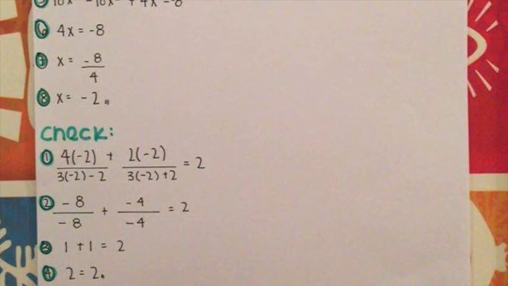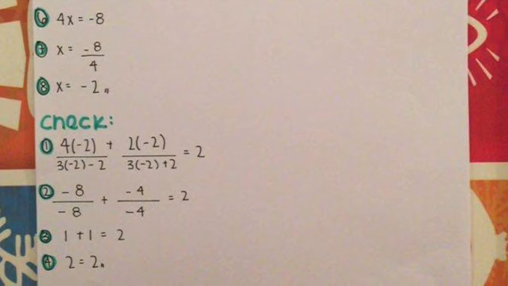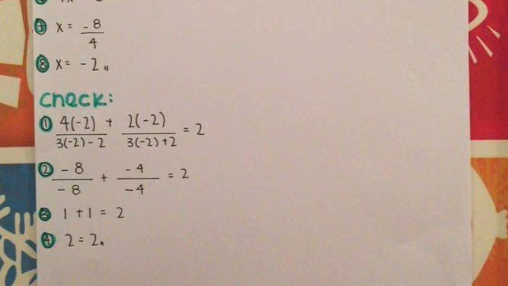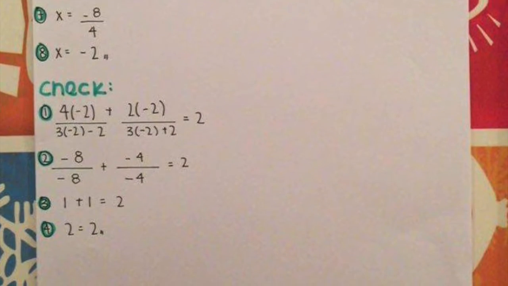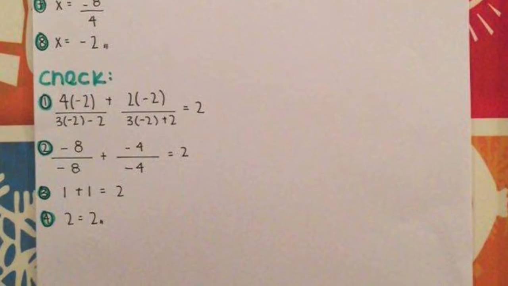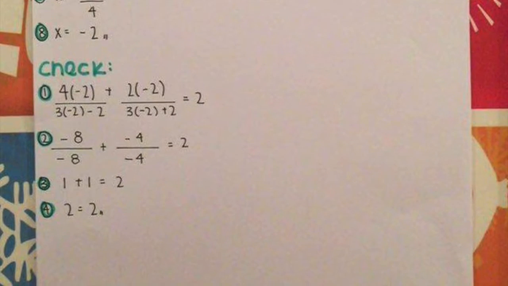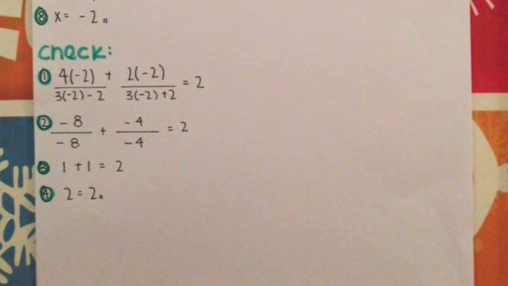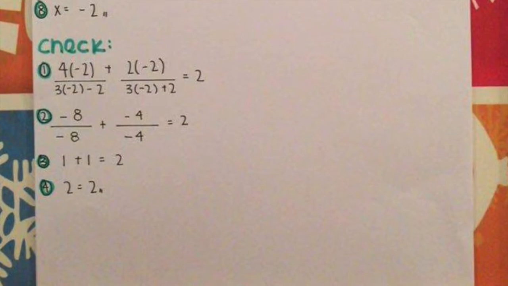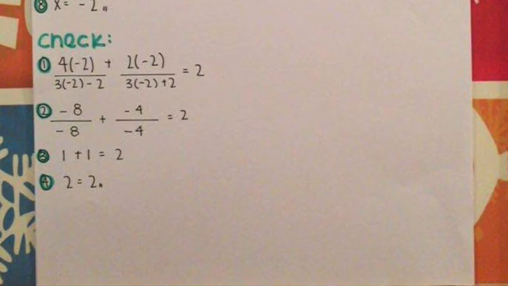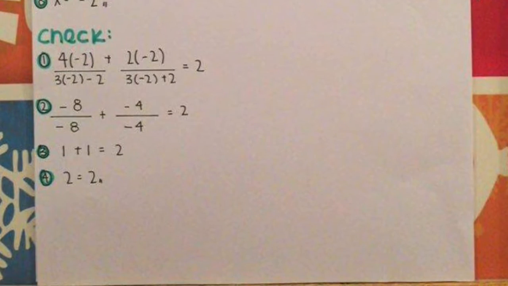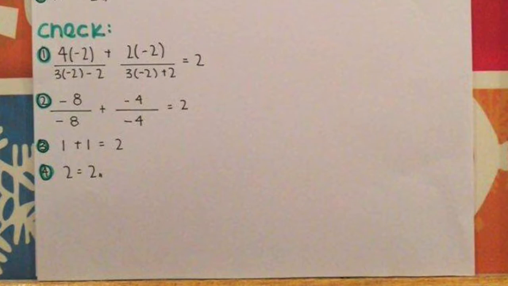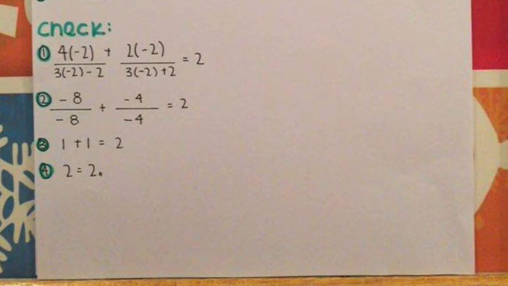To check your answer, you plug the value you got for x, which in this case is negative 2, into the original equation. So you are left with the fraction 4 times negative 2 over 3 times negative 2 minus 2, plus 2 times negative 2 over 3 times negative 2 plus 2 equals 2. Which gives you the fraction negative 8 over negative 8 plus negative 4 over negative 4 equals 2. And you simplify those fractions and you will be left with 1 plus 1 equals 2, which is 2. So your equation is correct if you have 2 equals 2. And that's how you solve it and check if your answer is correct.